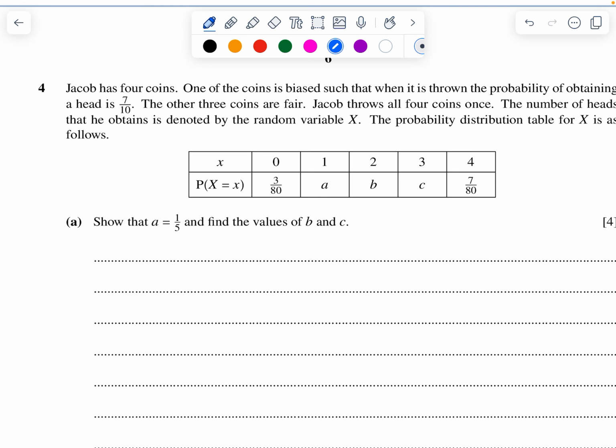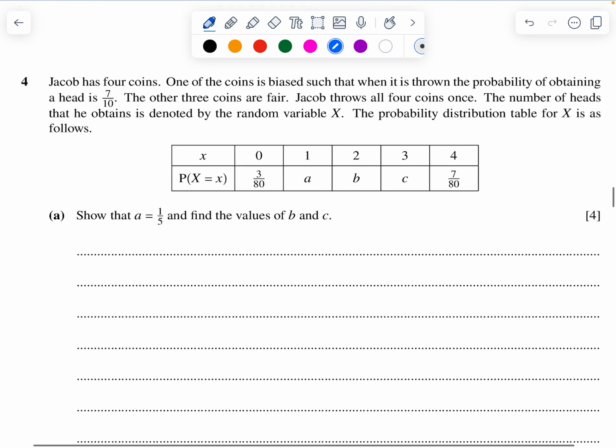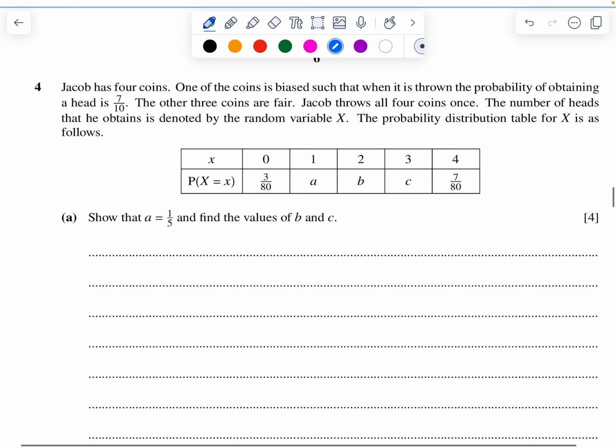Jacob has 4 coins. One of the coins is biased in such a way that when it is thrown, the probability of obtaining head is 7 upon 10. The other 3 coins are fair. Jacob throws all 4 coins at once. The number of heads that he obtains is denoted by x. Find the probability distribution. Show that A equals this one.